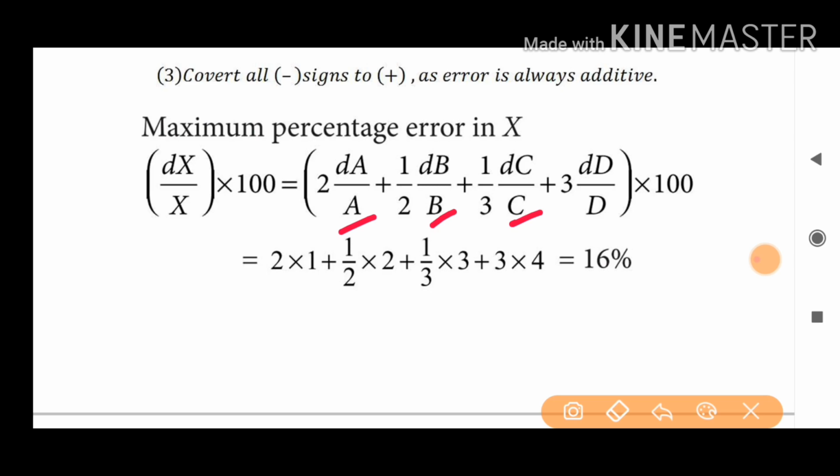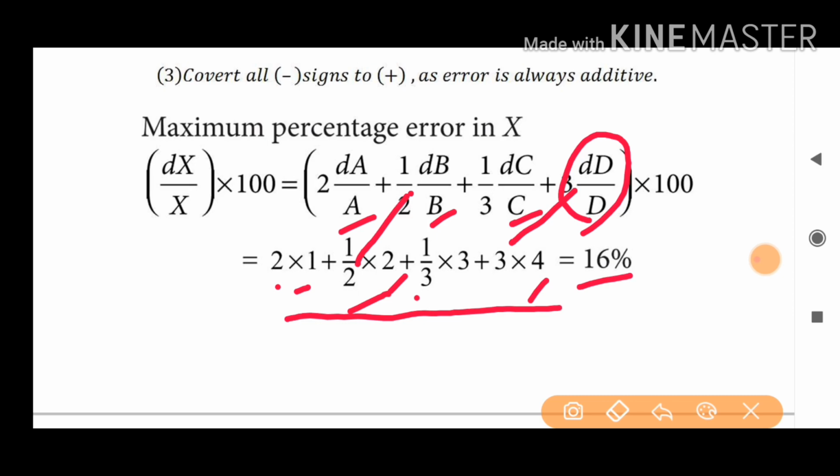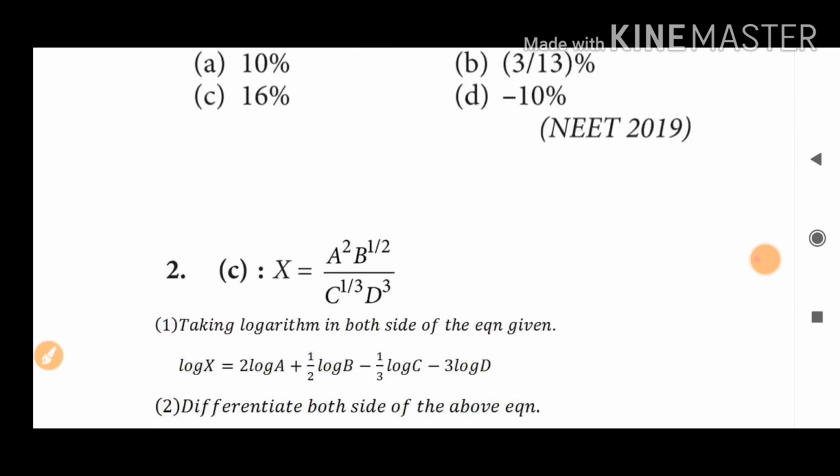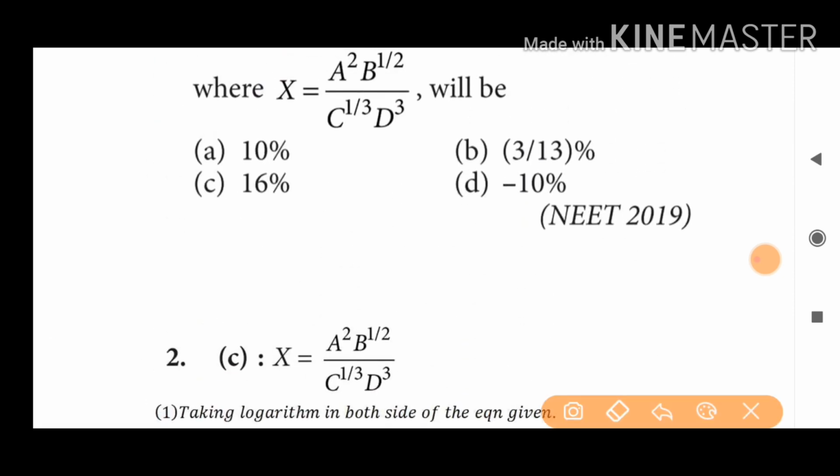You put all these values and get 2 into 1, half into 2, and 1 upon 3 into 3, and this 3 into the percentage error of d, that is 4%. So 4, and you get 16%. So which option is correct? Option C is the correct one.